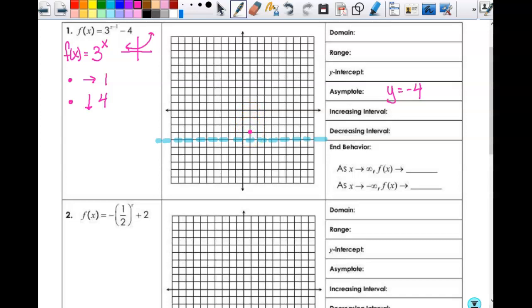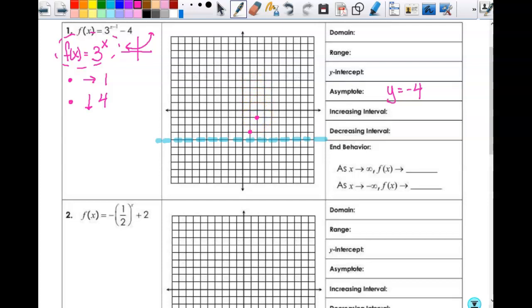For the parent function, when x is 1, what is y? Yeah, 3. When x is 1, y is 3. That's where I have to start. And then from there, I do my transformations. I go to the right one and down 1, 2, 3, 4.